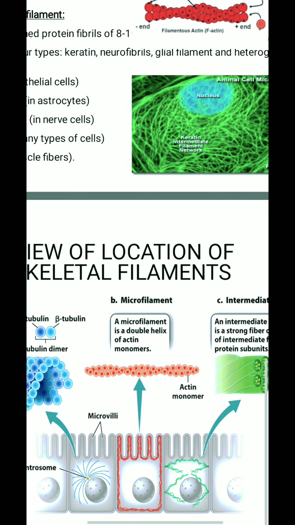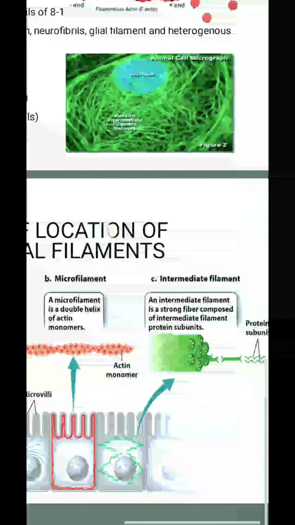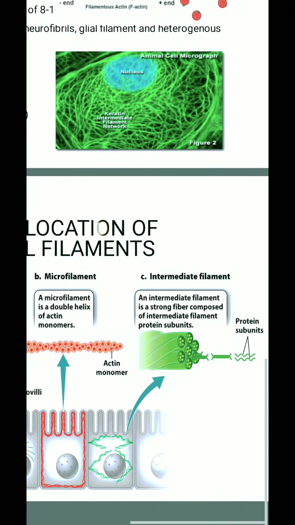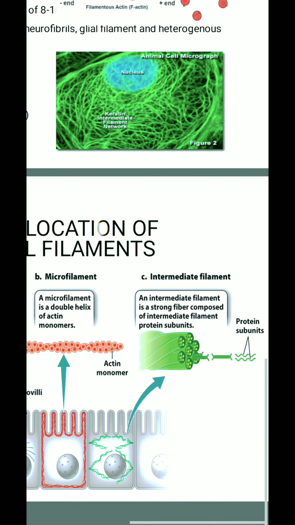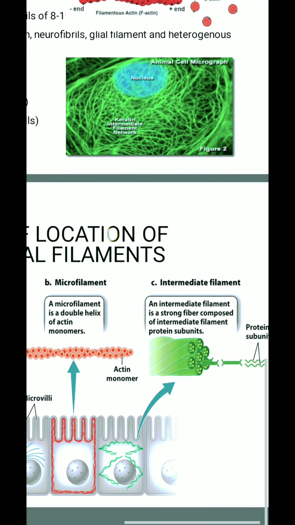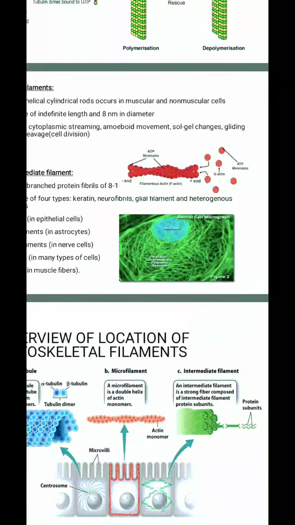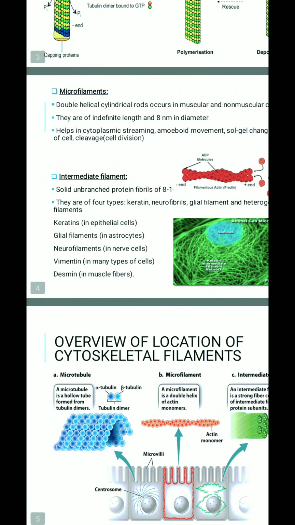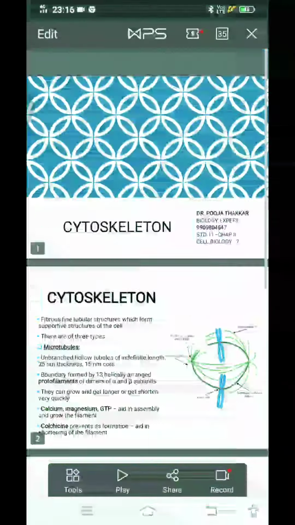And the third kind of filament is the intermediate filament, which is green in color and scattered in the cell. They are randomly available in the cells. They are basically proteinaceous, and they do a variety of tasks. They give stiffness, or you can say structural support or framework, to the cell. Okay, so this is all about the cytoskeleton.